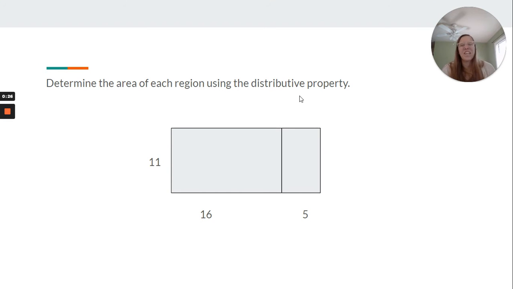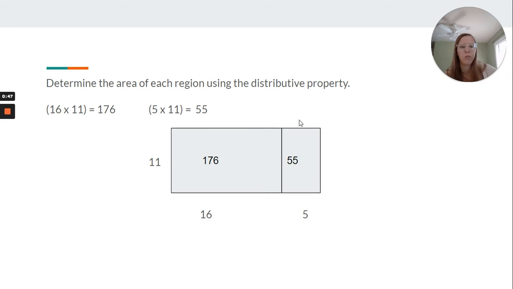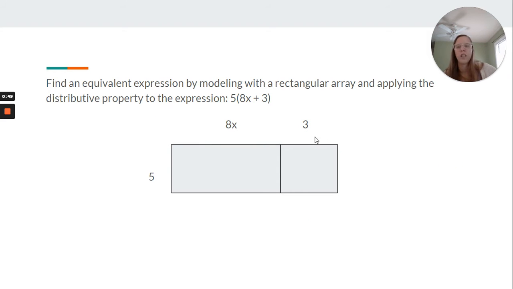Okay, determine the area of each region. So we have two shapes here using the distributive property. So we know that the length of the larger one is 16, the length of the shorter one is 5. We're going to distribute this 11 to each of them. So 16 times 11, 5 times 11, we get 176 and 55. Pretty straightforward.